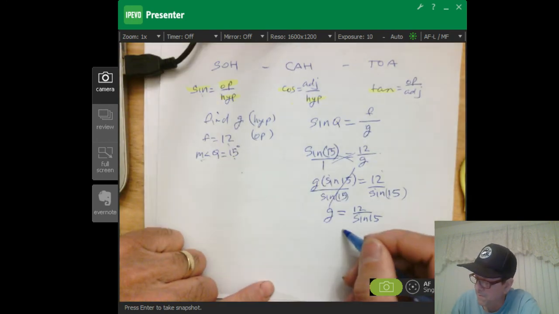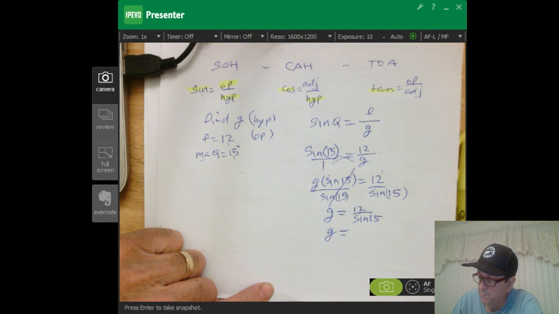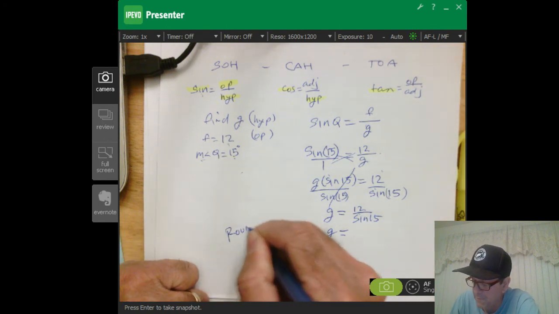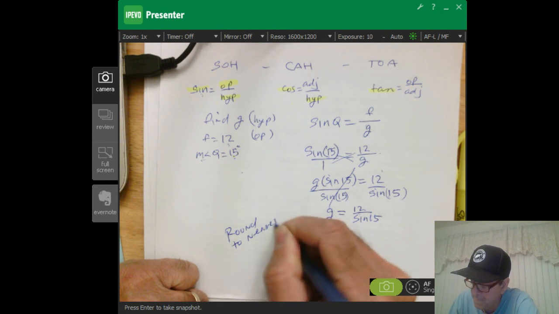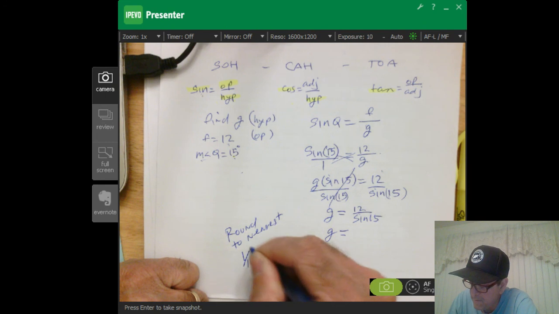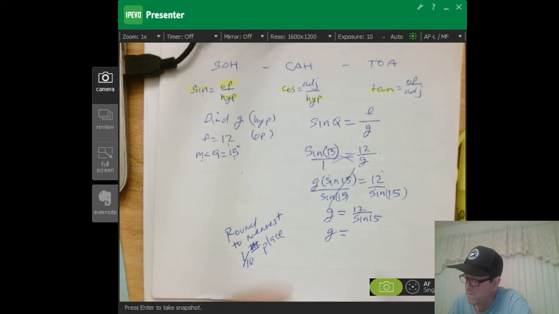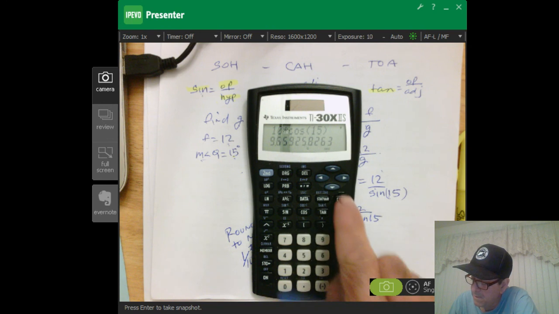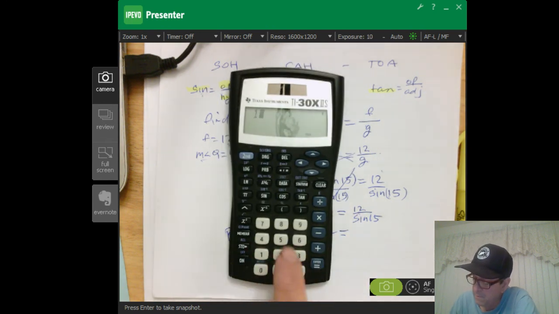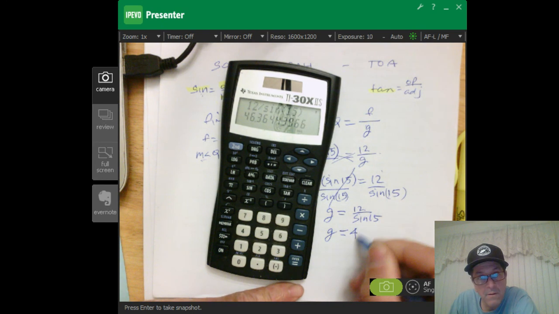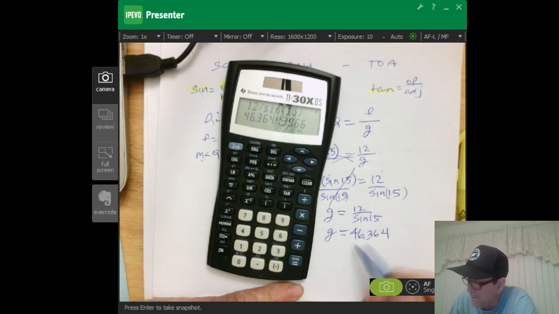So now, when you calculate this, let's round this one off to the nearest tenth place. And so the way we calculate that is we say 12 divided by the sine of 15 equals, and what do we have? 46.364.